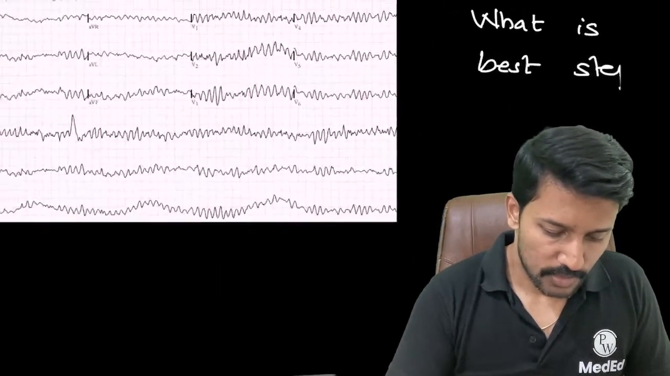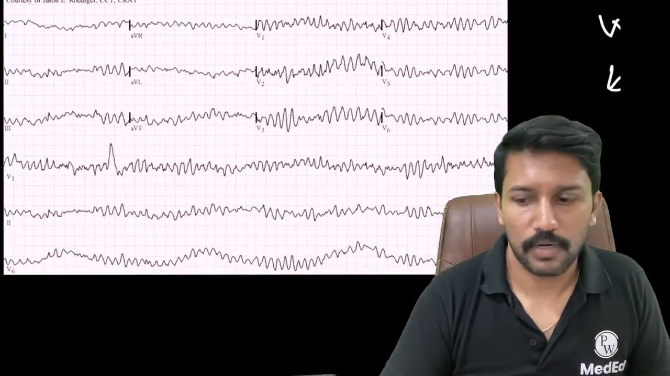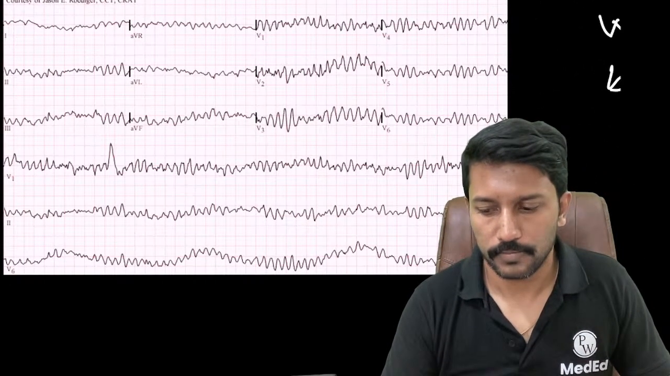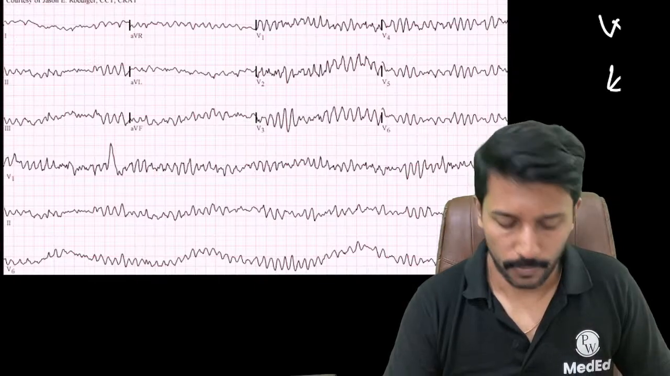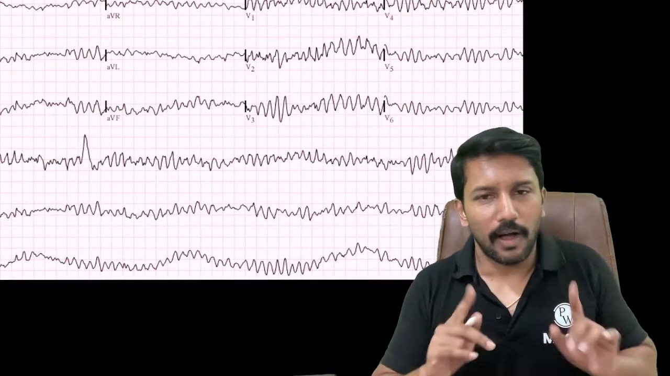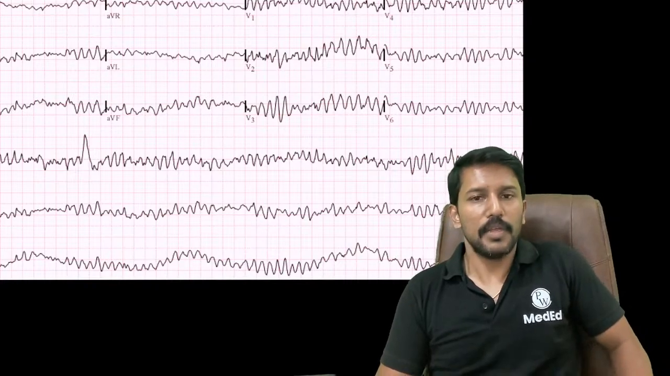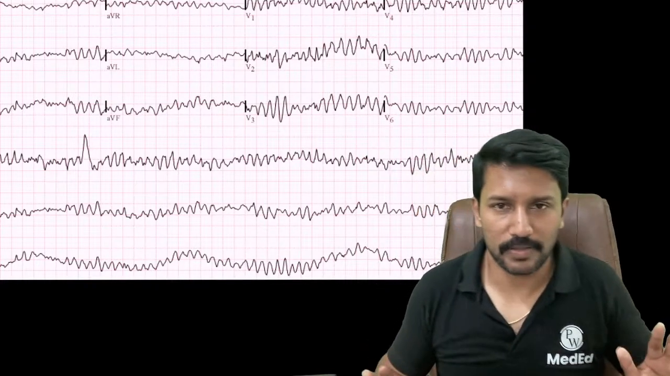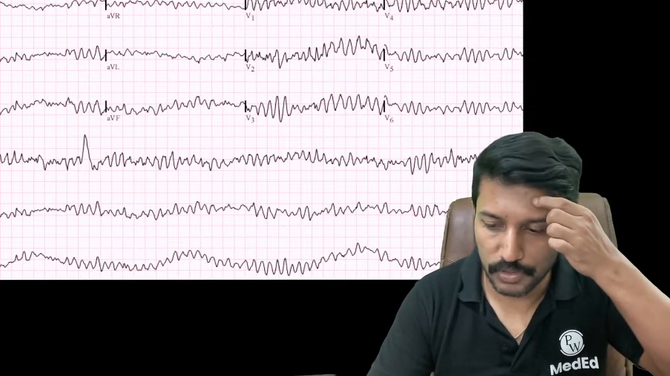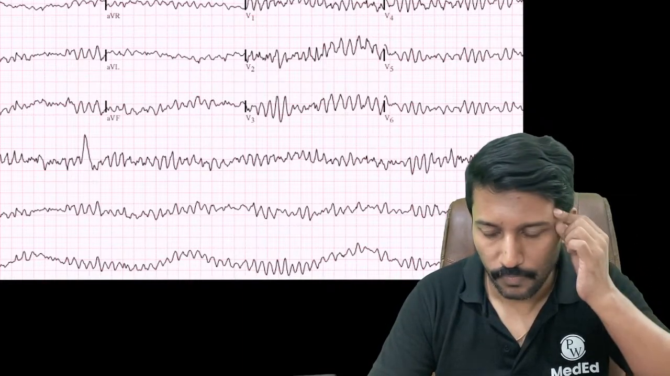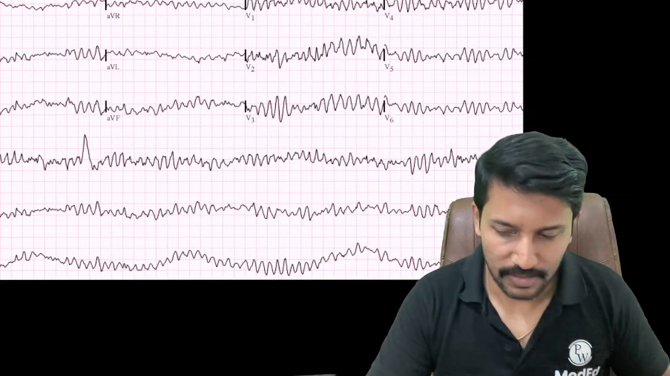Okay, so what is the diagnosis? Let me show you the image with more clarity. So arrhythmias are the most important ECG topics, right? The rest of the ECG things are really not important. Arrhythmias are the most important. So what is the diagnosis here?